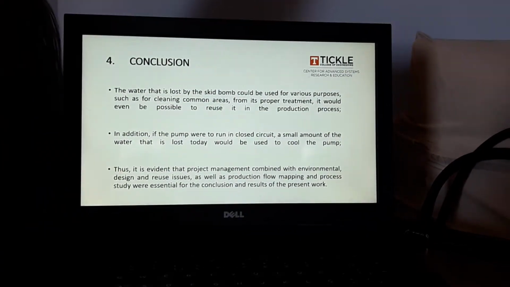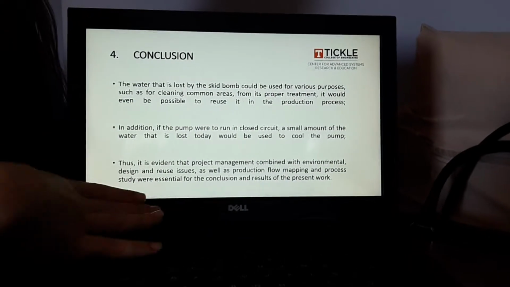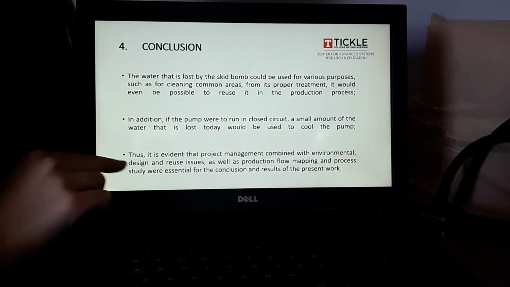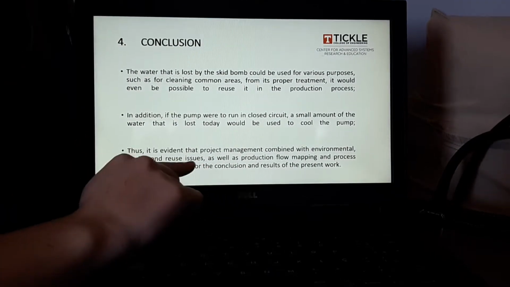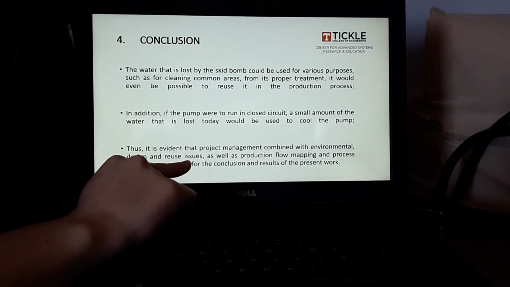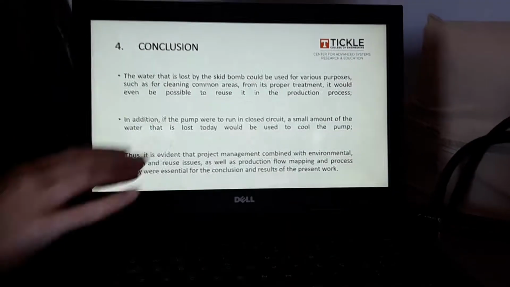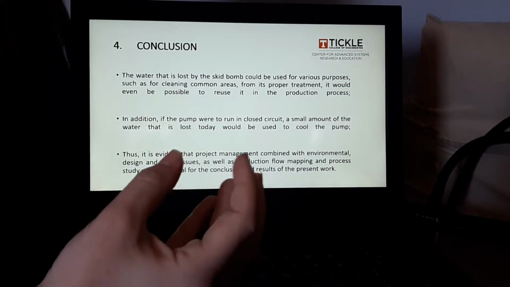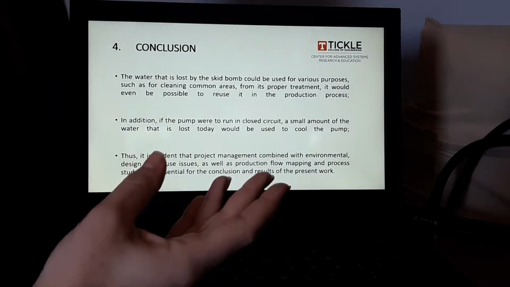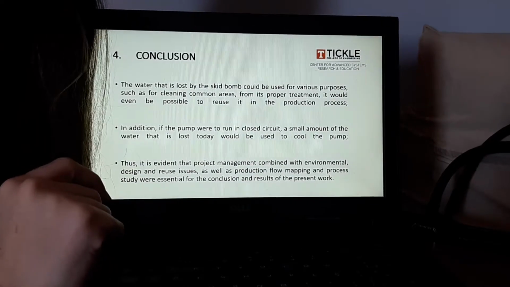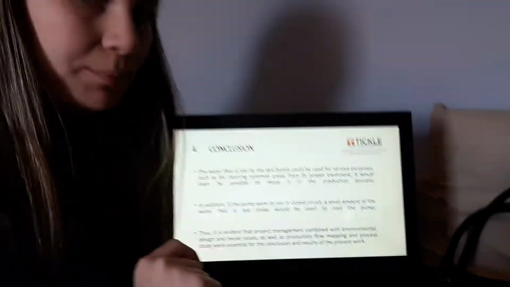And to conclude it all, we can see that the project management combined with the environment design and reuse issues, as well as production flow mapping and process study, were essential for this conclusion and the results of the present work, okay? So that's how I mapped my project.